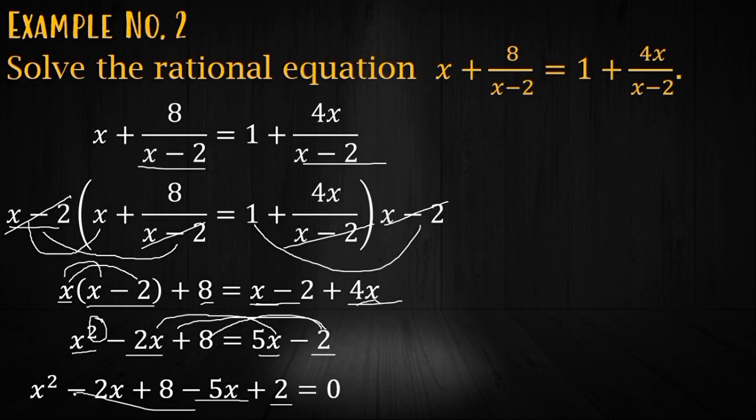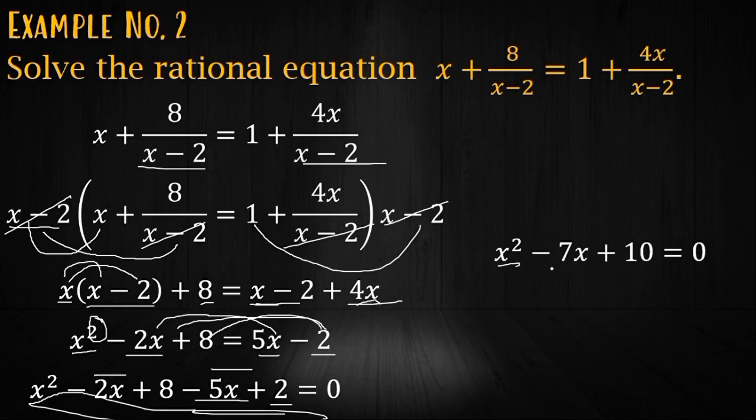Then we'll have to combine like terms in this equation. So we'll have now negative x squared, copy x squared, negative 2x minus 5x is negative 7x. 8 plus 2 is 10 equals 0. This is now the standard form of the quadratic equation.